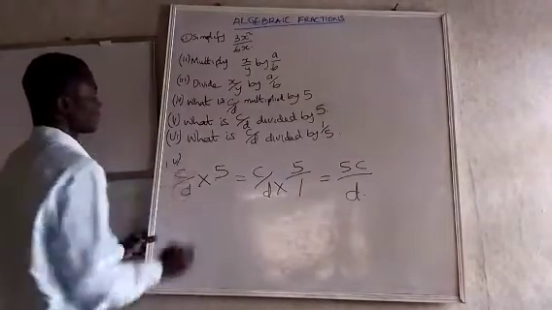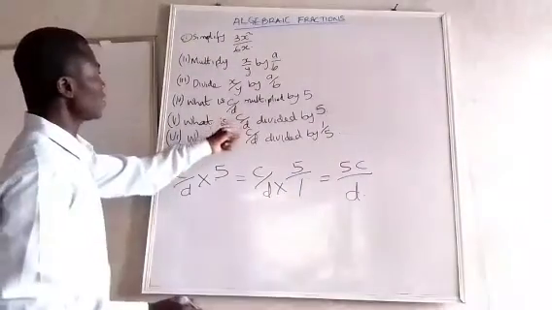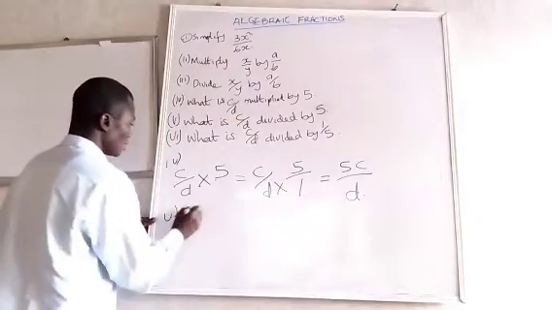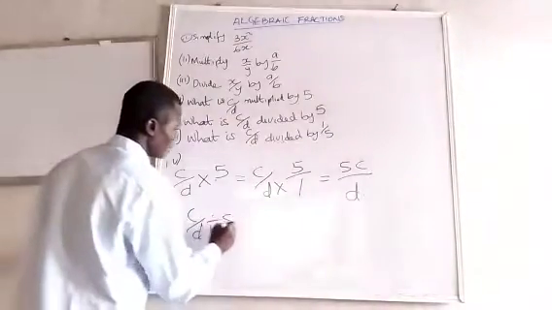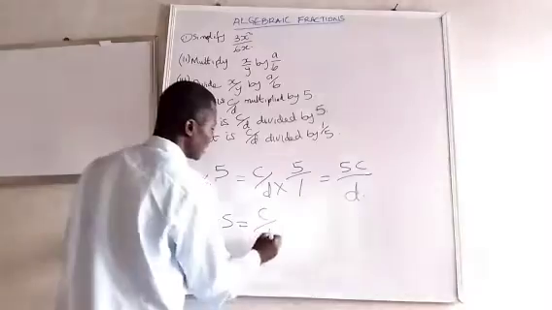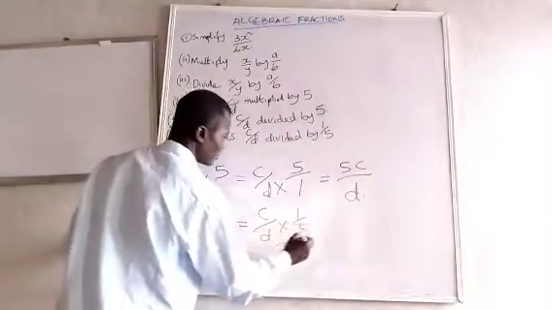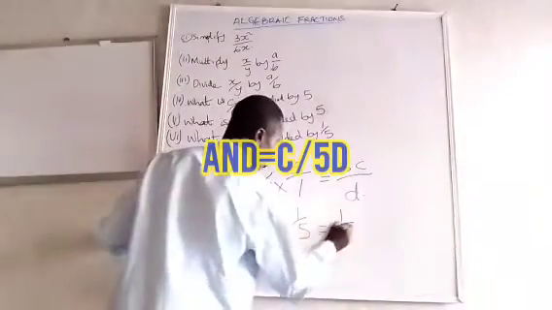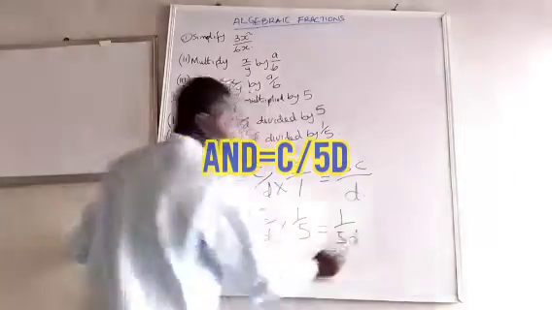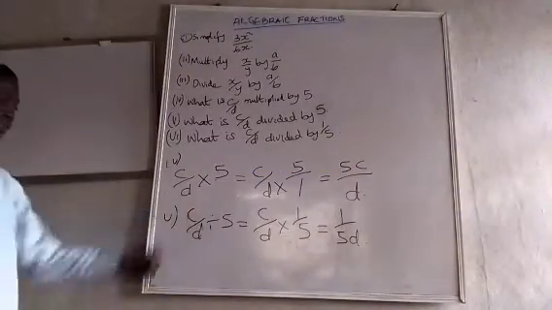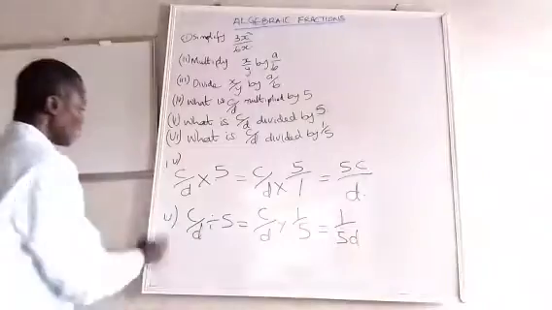Now let's see the fifth one. It says, what is c over d divided by 5? c over d divided by 5 is equal to c over d multiplied by the reciprocal of 5. And that is going to be 1 over 5. You can see 1 over 5d. Very simple, very straightforward. Now let's look at the last one.